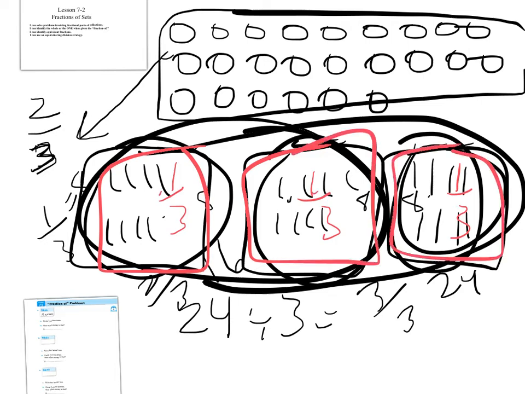1/3, 2/3, 3/3. So how many pennies are in each group? Each group has 8 pennies. Notice, if you add them up, 8 plus 8 plus 8 is 24, or you take 8 times 3, that equals 24.